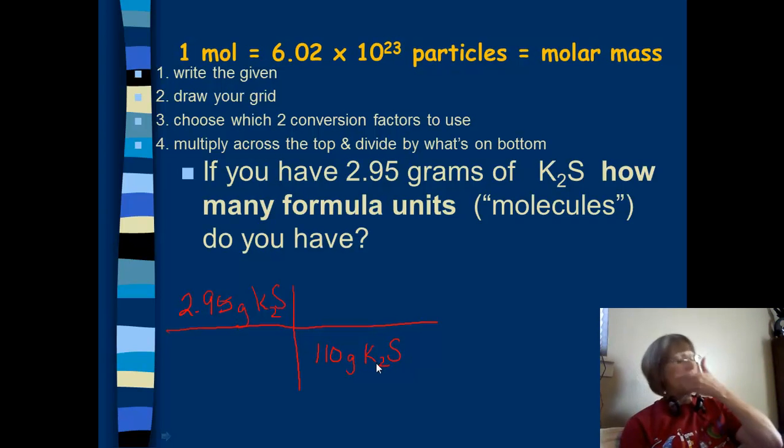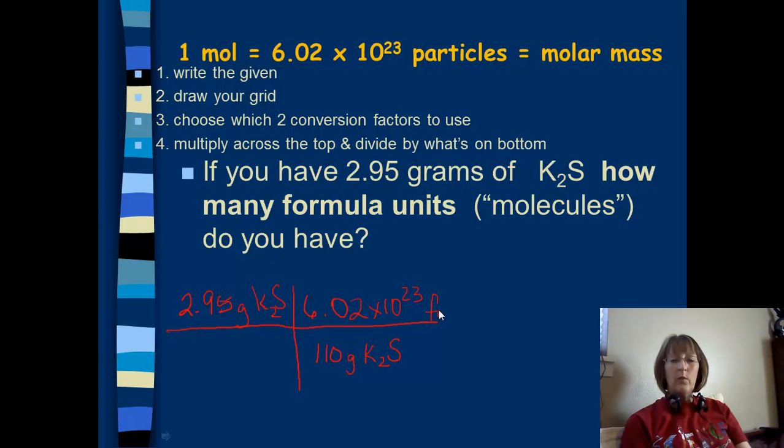K2S. Alright, so we have 110 grams of K2S, and then what do I put on top? What's it asking me for? How many formula units or molecules? It means I've got to use Avogadro's number. 6.02 times 10 to the 23rd. Let's put formula units of K2S, right? So what cancels? Grams of K2S, grams of K2S.